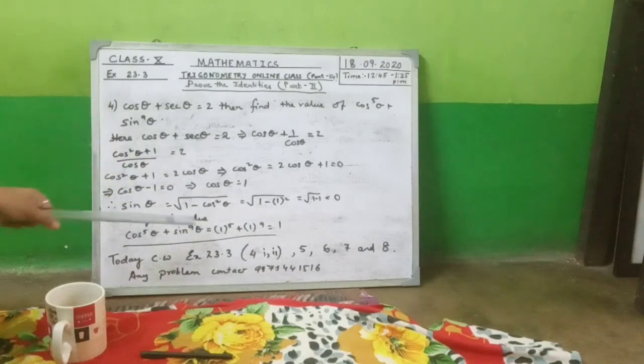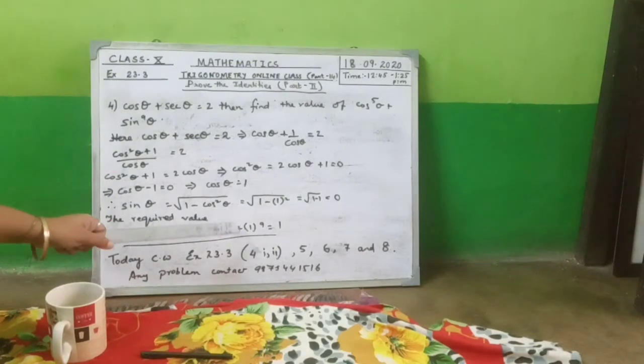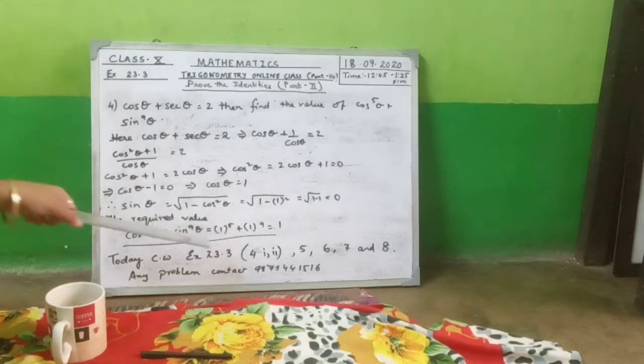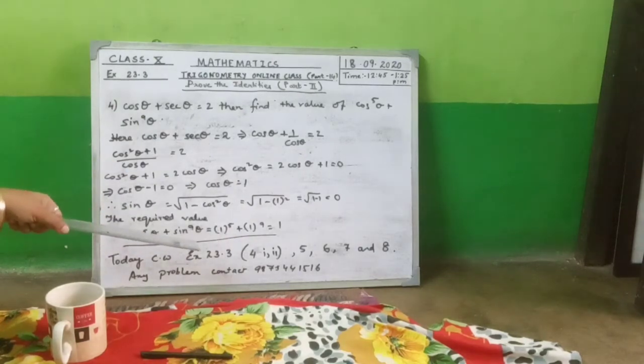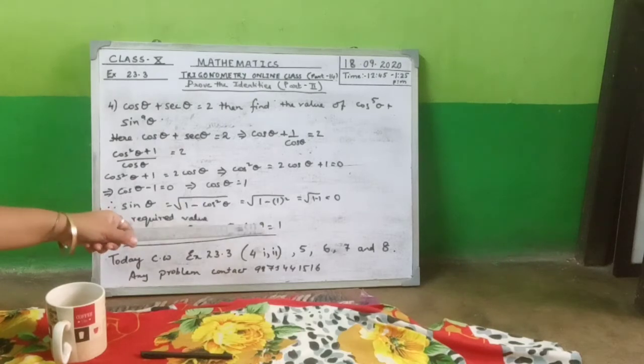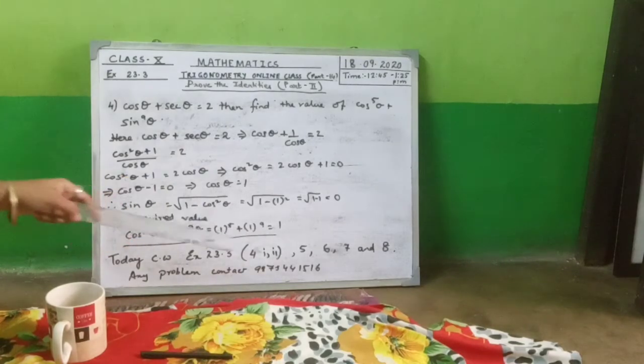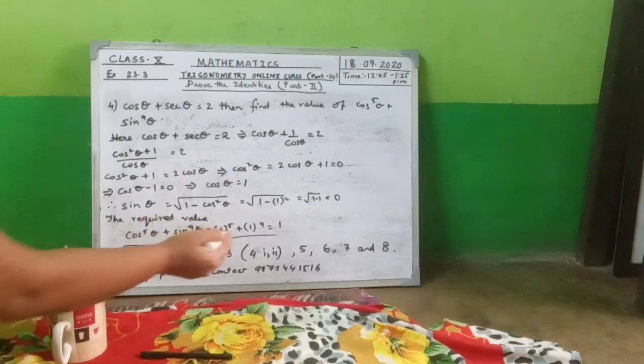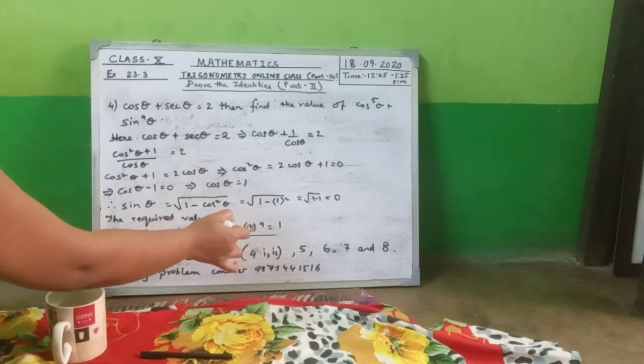Now the required value, cos 5 theta plus sin 9 theta is equal to 1 to the power 5, because cos is 1. 1 to the power 5 and sin is equal to 0 to the power 9. So that is equal to 1. Instead of this, you can see 0 to the power 9. So we will get 1 only.